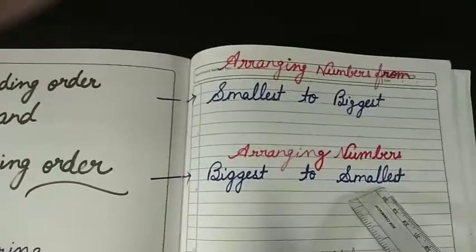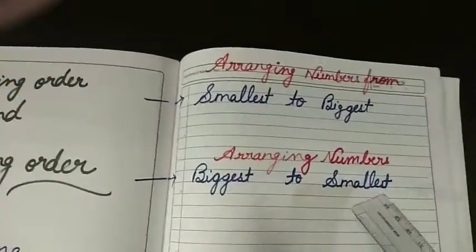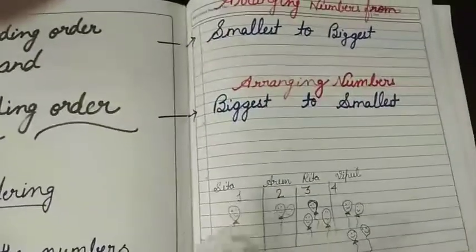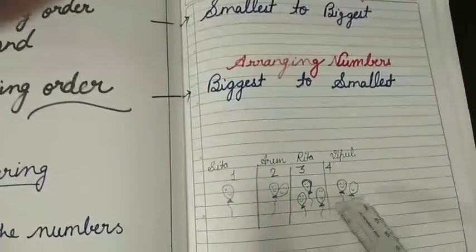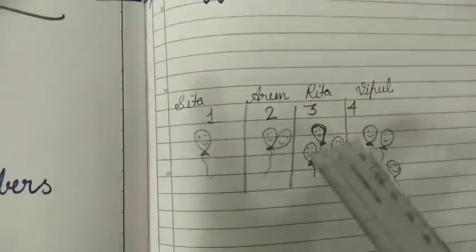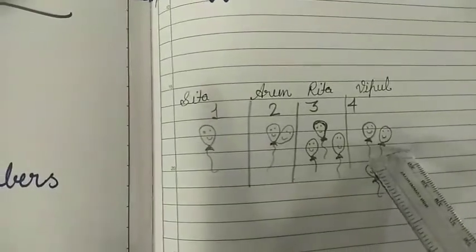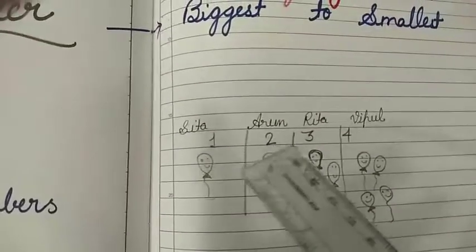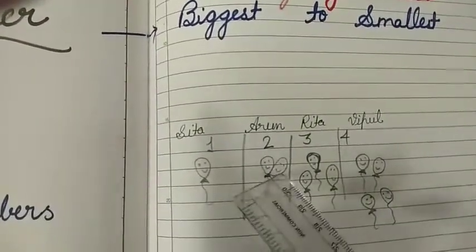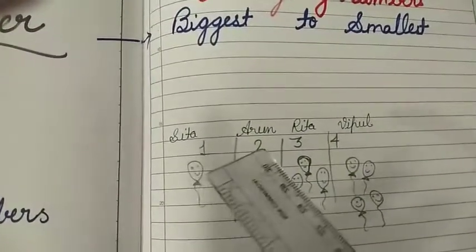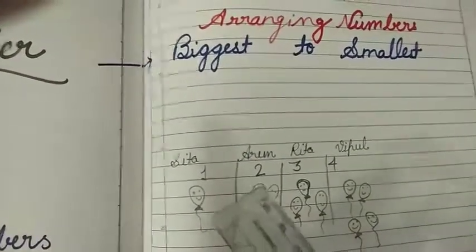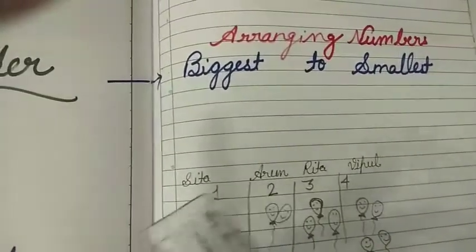Now I will give you an example of how to identify which number is smaller and which number is bigger. Here is an example with balloons. Sita has one balloon, Arun has two balloons, Rita has three balloons, and Vipul has four balloons. So we can identify which numbers are smaller and bigger by their quantity. Sita has one balloon, Arun has two balloons. So are one balloon more or two balloons more? Two are more. So two is bigger than one.